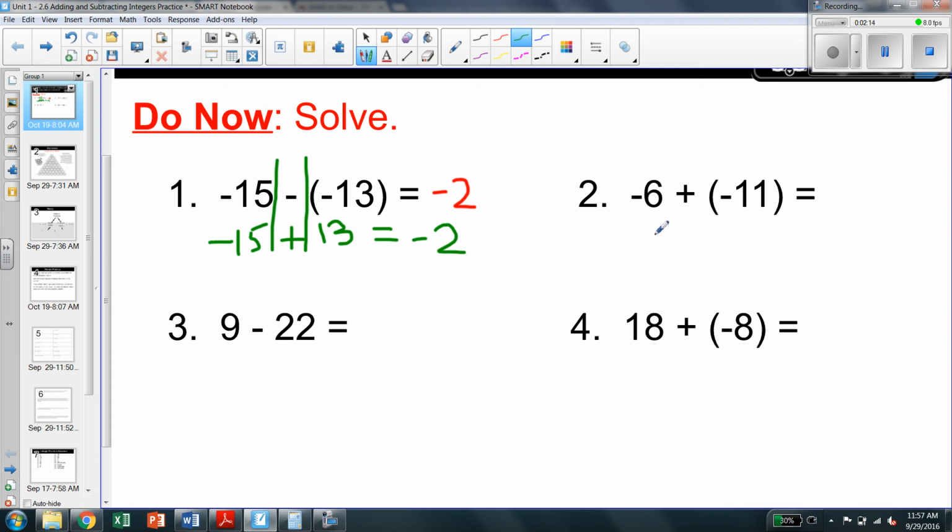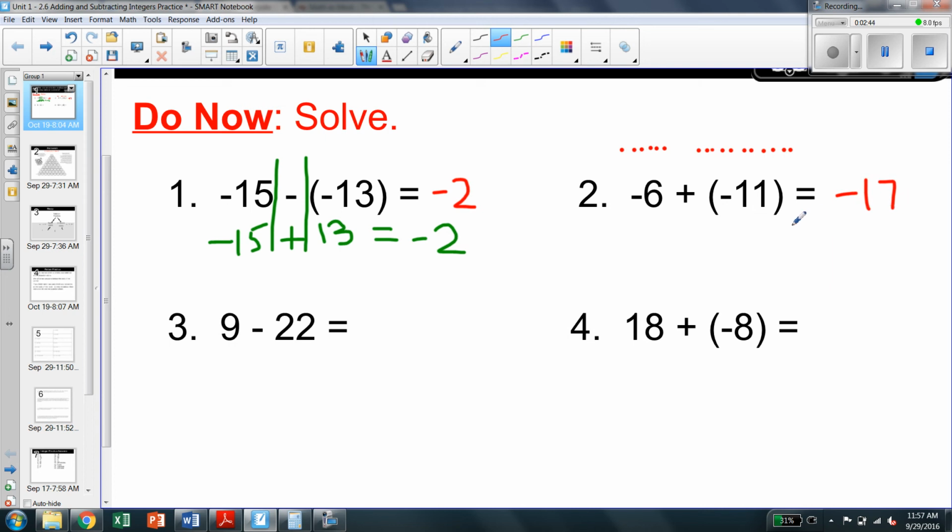Okay, let's look at number 2. We have negative 6 plus negative 11. Different ways we can think about this. We have 6 red chips. I'll actually draw it up here. 1, 2, 3, 4, 5, 6. And we're adding 11 red chips. 1, 2, 3, 4, 5, 6, 7, 8, 9, 10, 11. How much do we have in all? Well, we have 17 red chips.